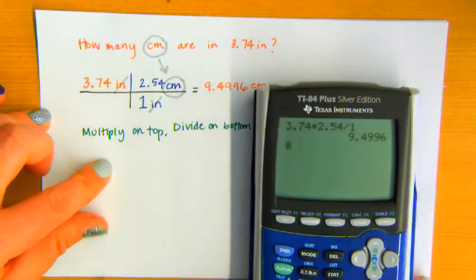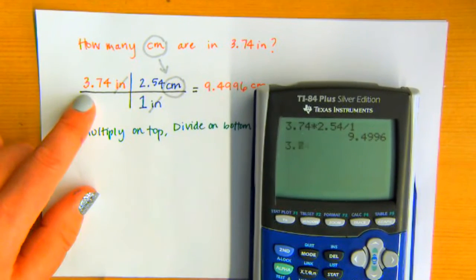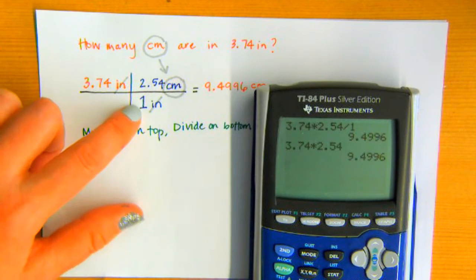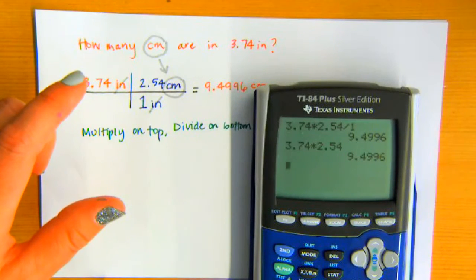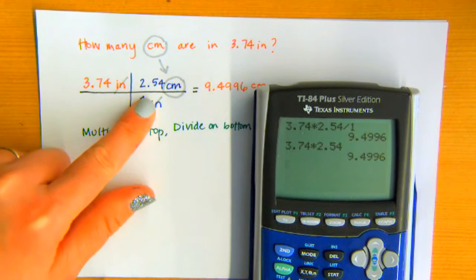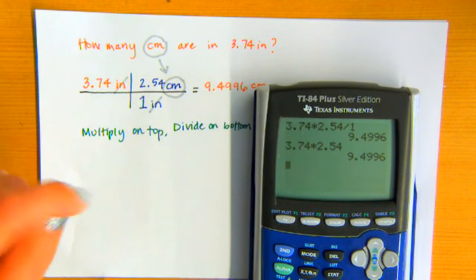Now, did I need to divide by 1? Let's see. 3.74 times 2.54. Oh, I get the same answer. Okay. So if 1 is your number, you don't need to multiply or divide by it. You can kind of skip over it, because anything multiplied by 1 or anything divided by 1 is the same number. So you can kind of ignore that part. But if you like to do all the steps, you can definitely include it. It's not going to give you the wrong answer.